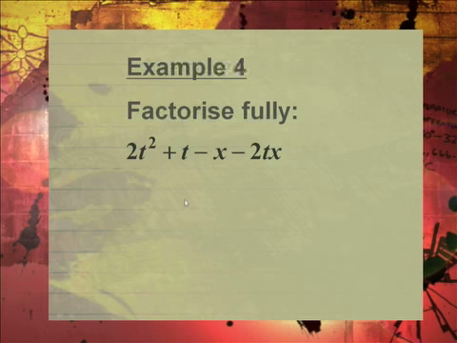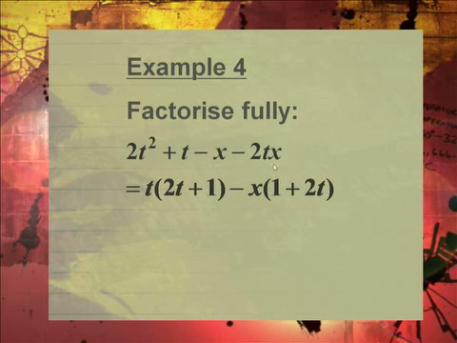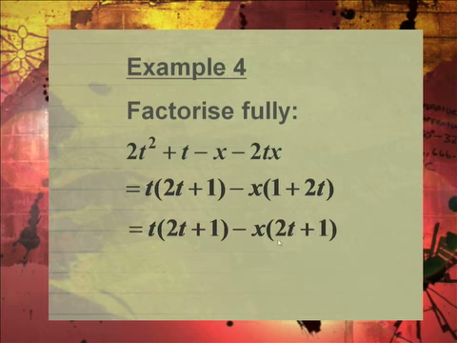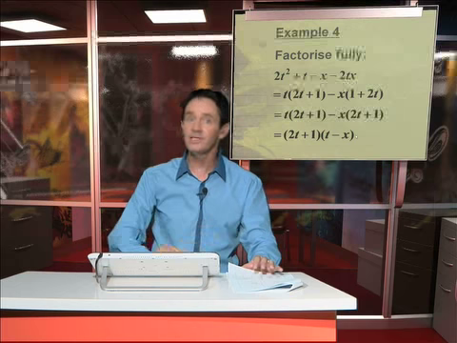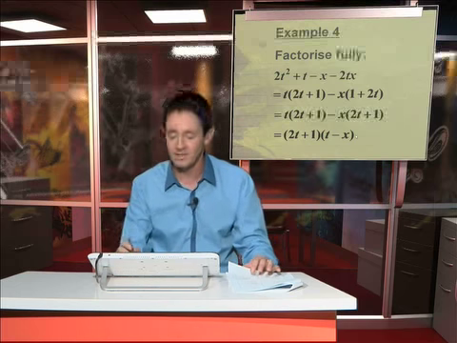This one, very interesting. Take out a t. Take out a negative x. Now it's 1. Now be careful with this. It's 1 plus 2t. But these guys are exactly the same. 1 plus 2t is the same as 2t plus 1. No problem there. No sign change needed. Haul out the common bracket, and there we go. What a pleasure. Very easy. Be careful of these, especially in matric. They love asking these kinds of questions.